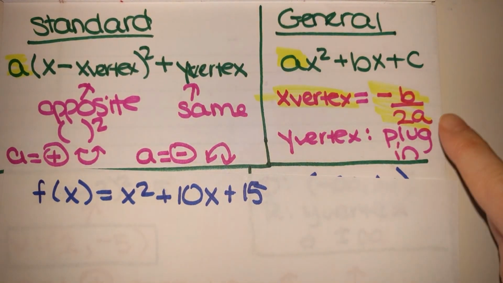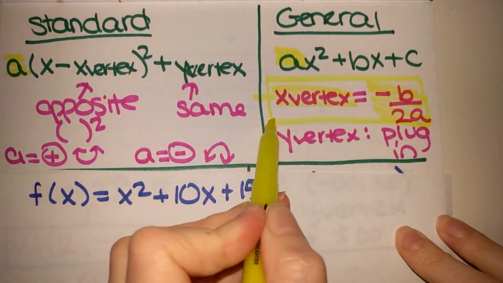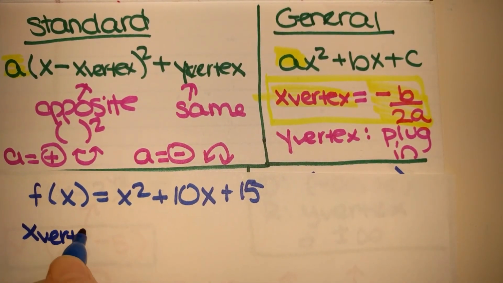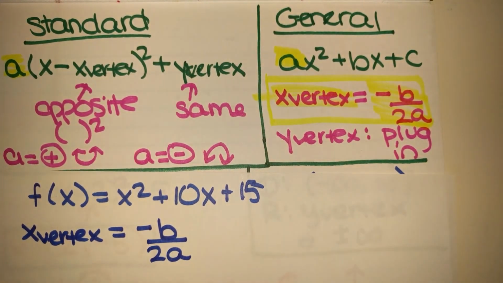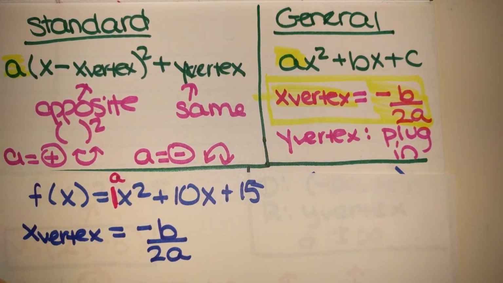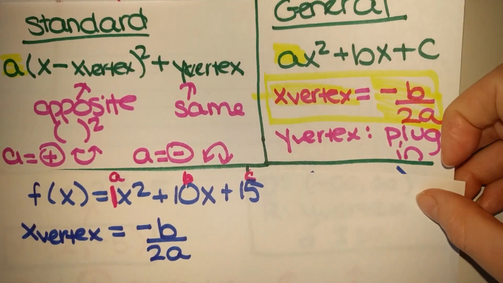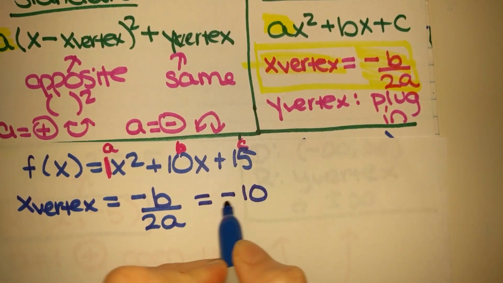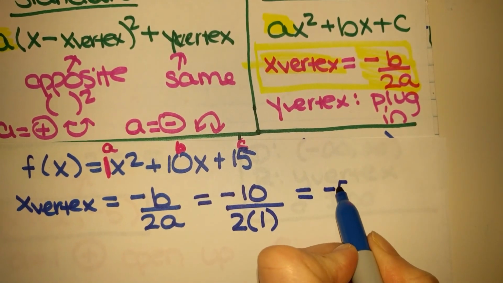So instead we have to use a formula for general form, which says that the x vertex is going to be negative b over 2a. So we say our x vertex equals negative b over 2a. And again, the a, the b, and the c are the same a, b, and c that we had in the quadratic formula. So a will be equal to 1, b will be equal to 10, c will be equal to 15. All right, so with that, we plug in the b, which is negative 10, because we have negative b, so we have negative 10 over 2 times our a, which is 1, and that gives us negative 5.